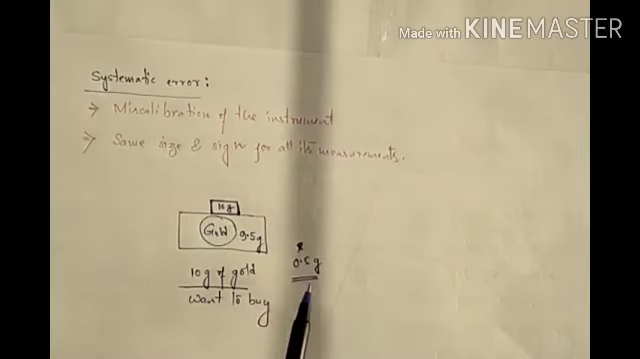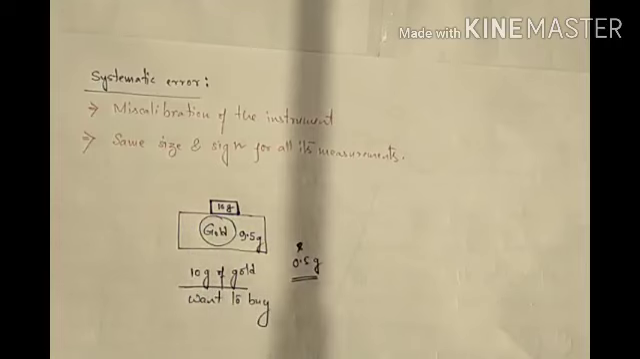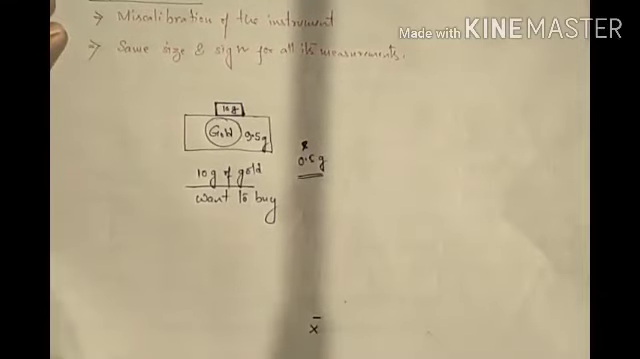But this 0.5 gram is only known to the shopkeeper. You don't know. I don't know. I being a customer, I don't know. This is their instrumental error, or they have calibrated the instrument in such a way that if anything you pour over here, its weight gets added by an amount of 0.5 gram. So actually 0.5 gram here happens to be the error.